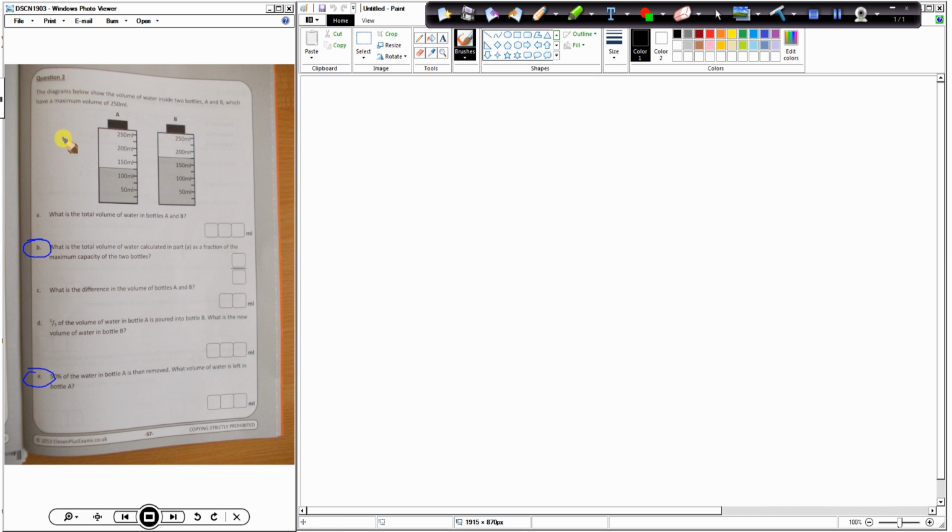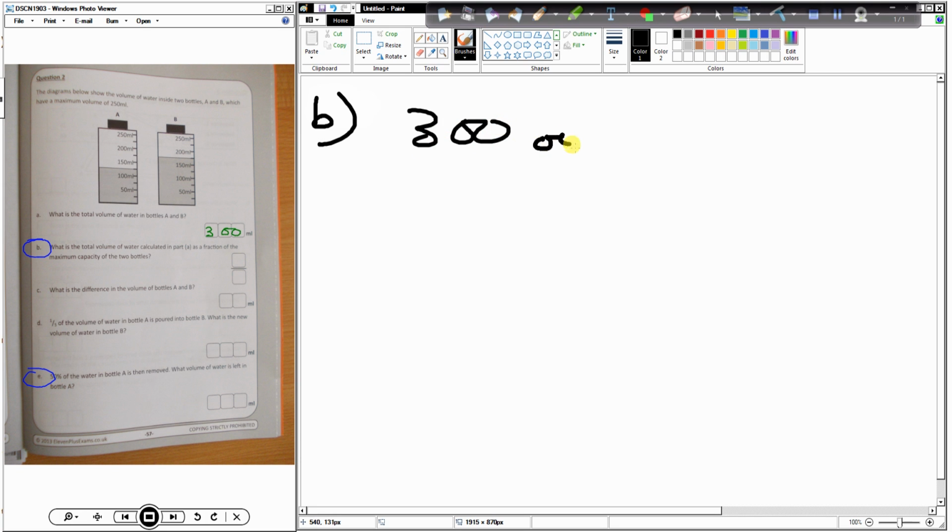Okay, question B. The diagram below is the volume of water inside two bottles, A and B, which have a maximum volume of 250. Part B says, what is the total volume of water calculated in part A as a fraction of the maximum capacity of the two bottles? The part A answer was 300, and the maximum capacity of the two bottles is 250 each. 250 plus 250 is 500.